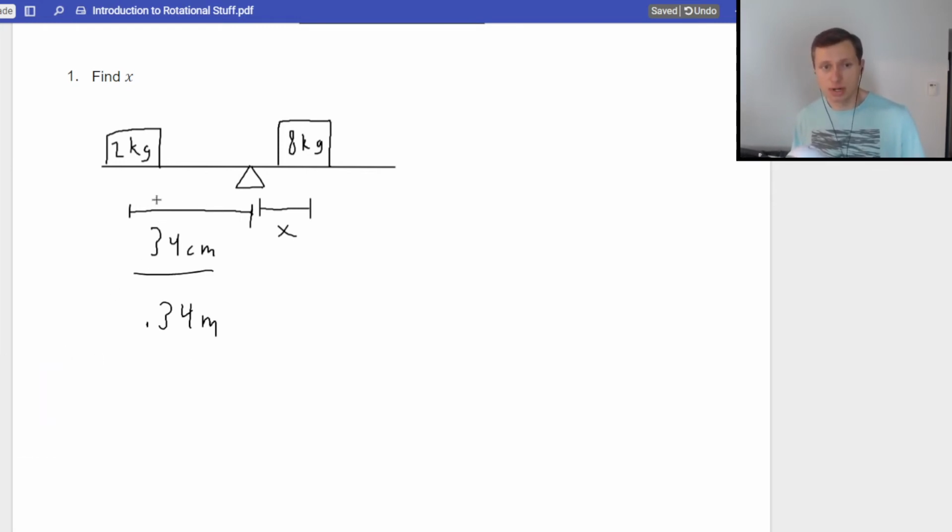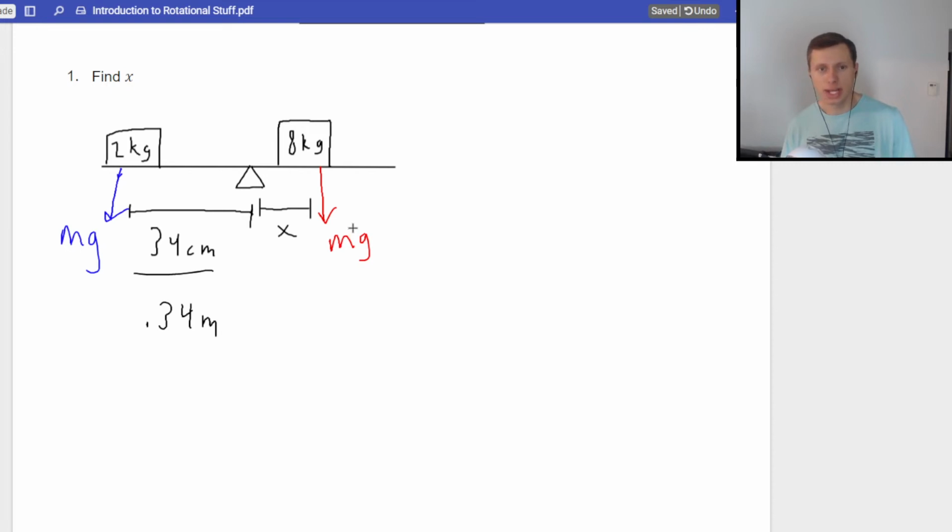So notice here, I'm going to draw this in blue. For the 2 kilogram object, it's going to be mg going down. A mass of 2, g is 9.81. And then for the 8 kilogram object, I'll draw that in red. This vector is going down. Again, it's mg with a mass of 8, and g is still 9.81.